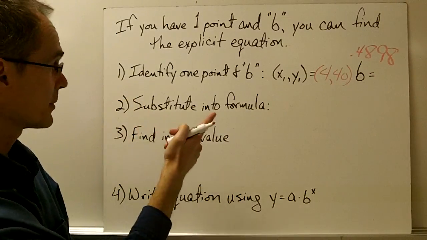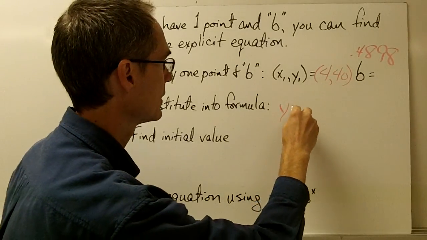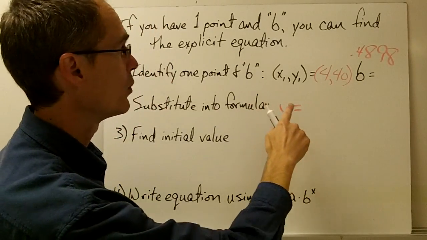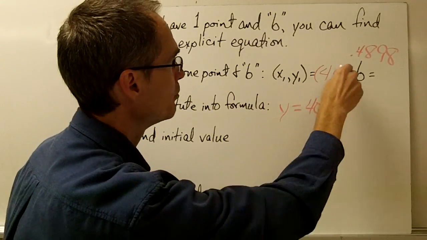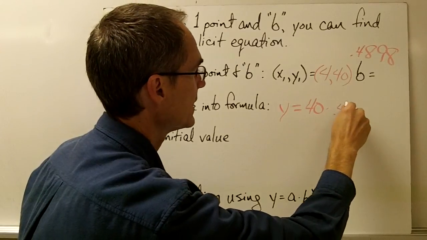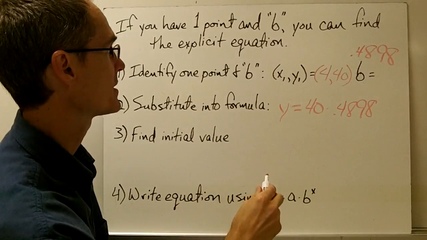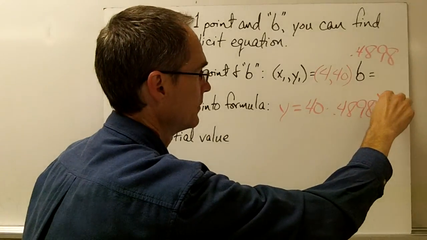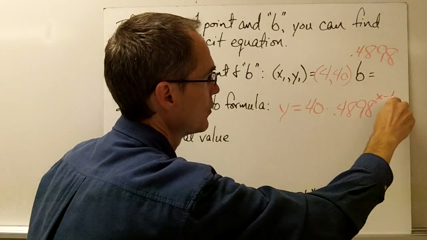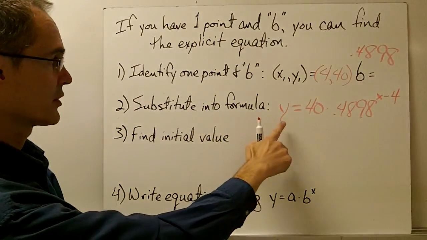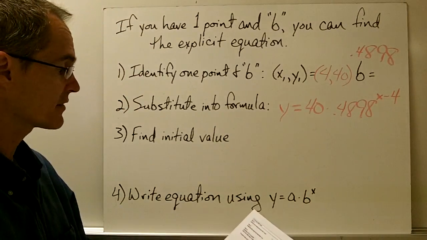Step number 2, substitute into the formula. Okay, so let's see. Now we have y equals y1, 40, times b, which is 0.4898, to the power of x minus x1. So x minus x1 is 4. All right, so here's our formula. Y equals 40 times 0.4898 to the power of x minus 4.